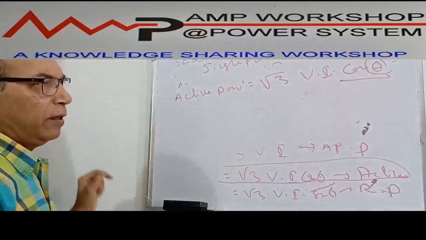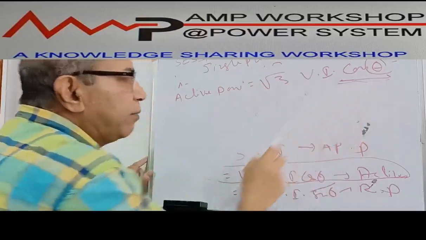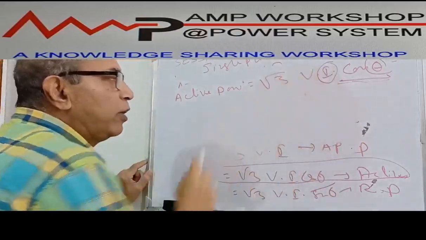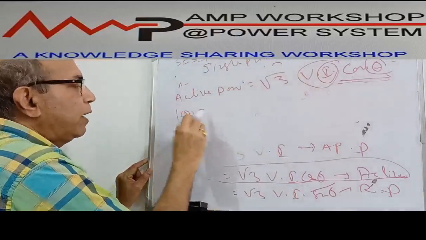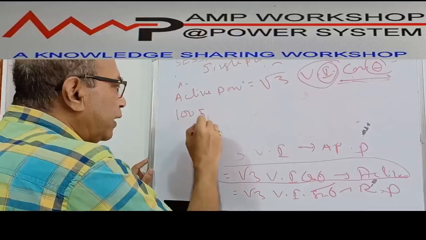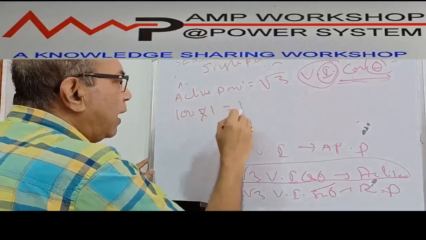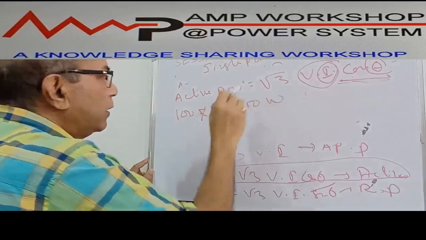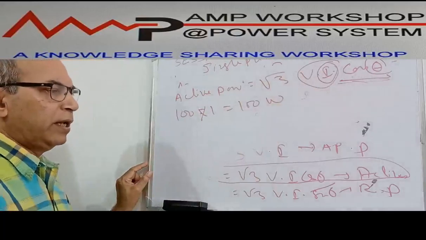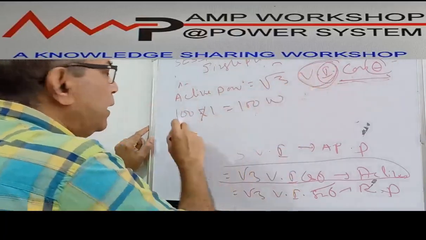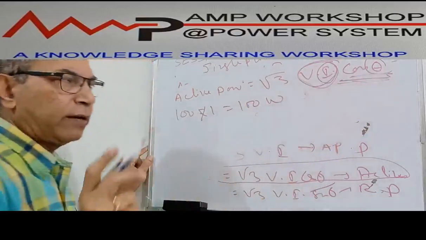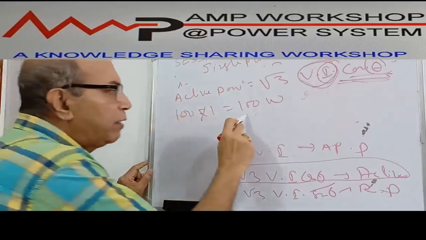So that means by changing the phase angle, suppose a particular current I is flowing through a line, and the product of V and I is 100. Suppose V into I equals 100. Now if cos theta equals 1, then this will be 100 watt. Active power formula is in watts. So if V into I, the product, is 100, and cos theta equals 1, that means the phase angle is 0, we get 100 watt power.